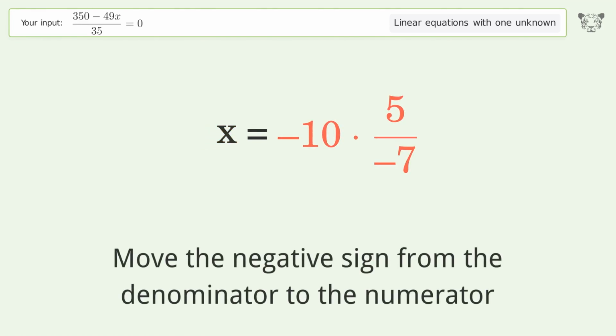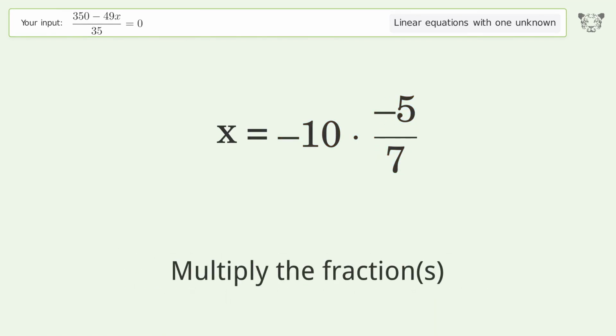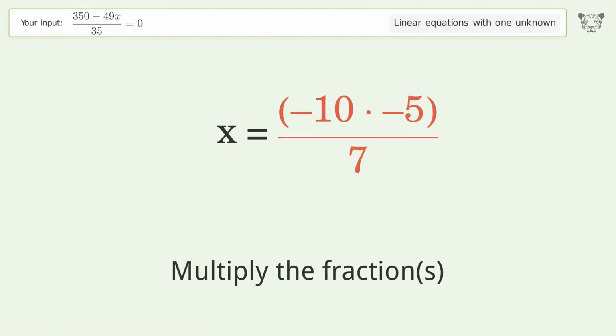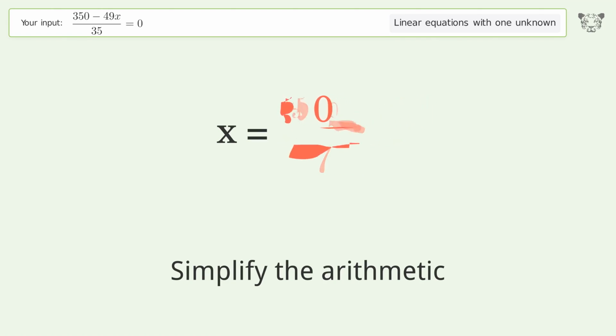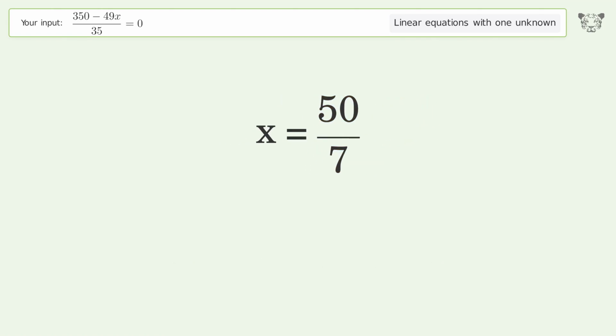Move the negative sign from the denominator to the numerator. Multiply the fractions. Simplify the arithmetic. And so the final result is x equals 50 over 7.